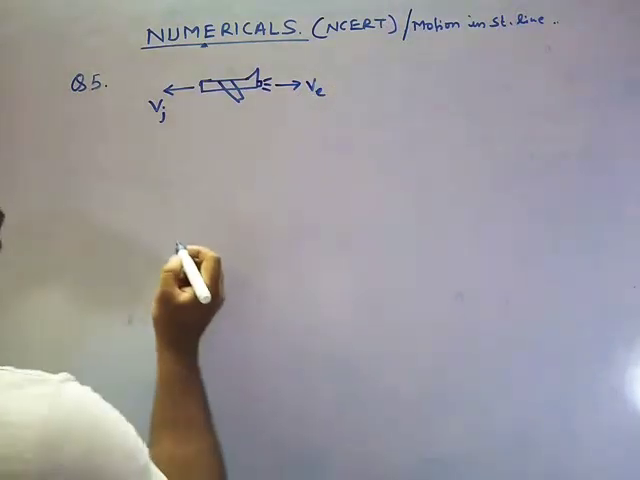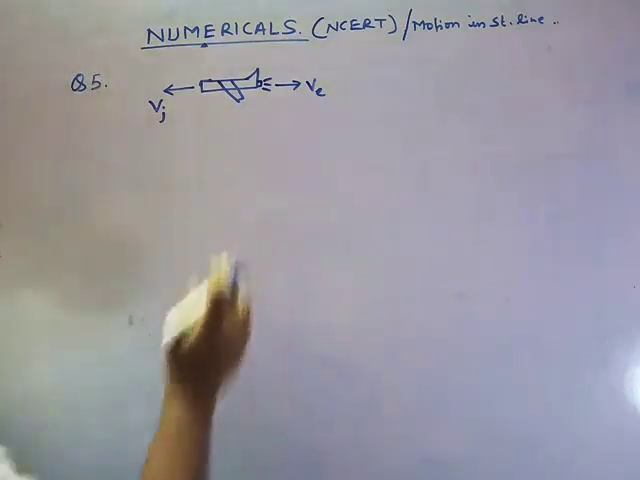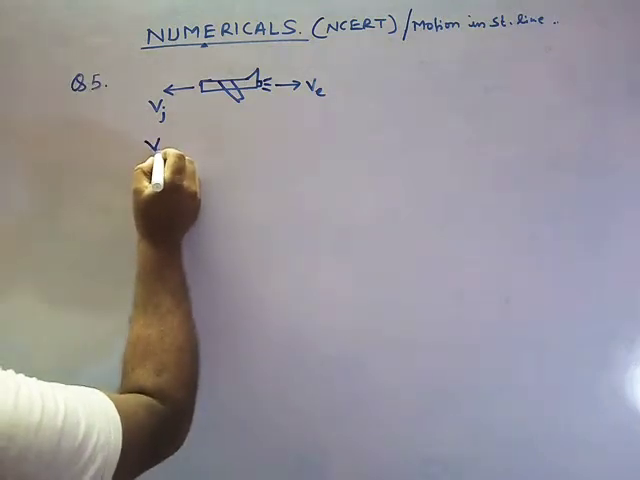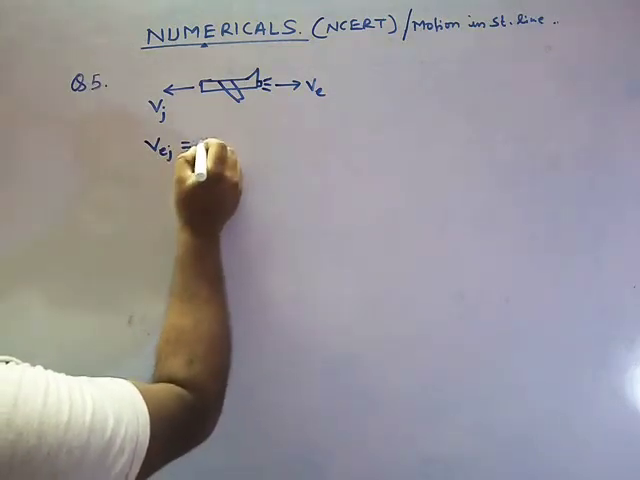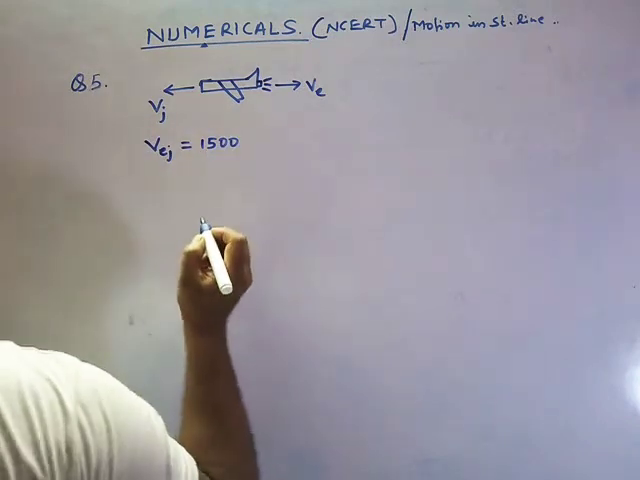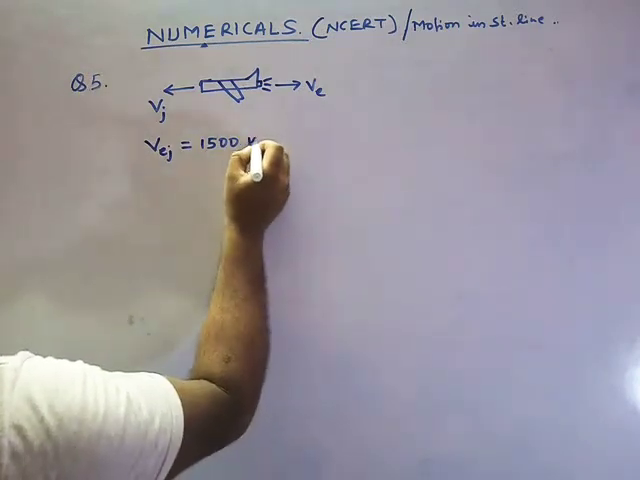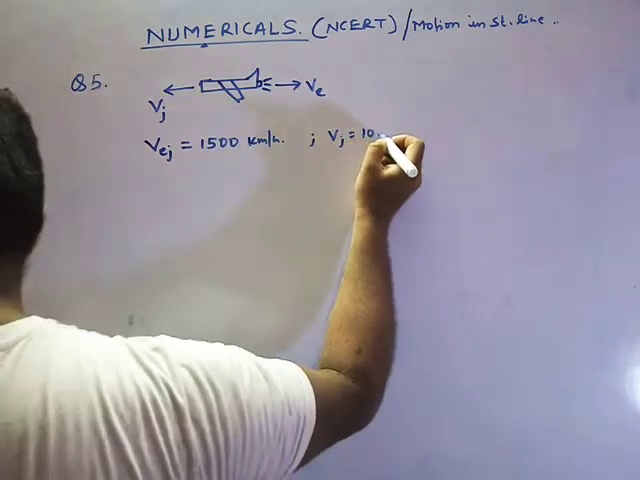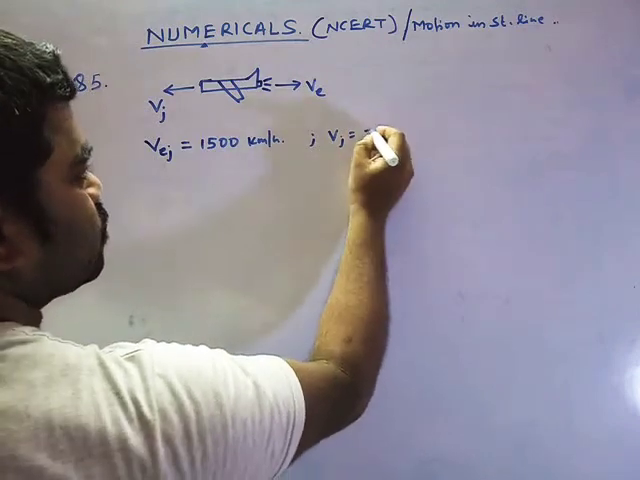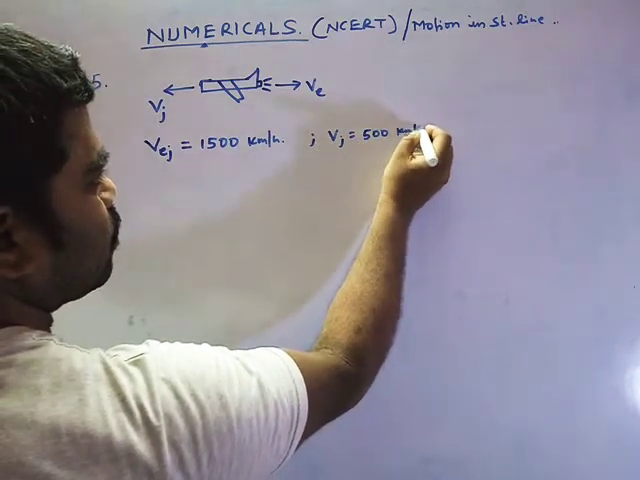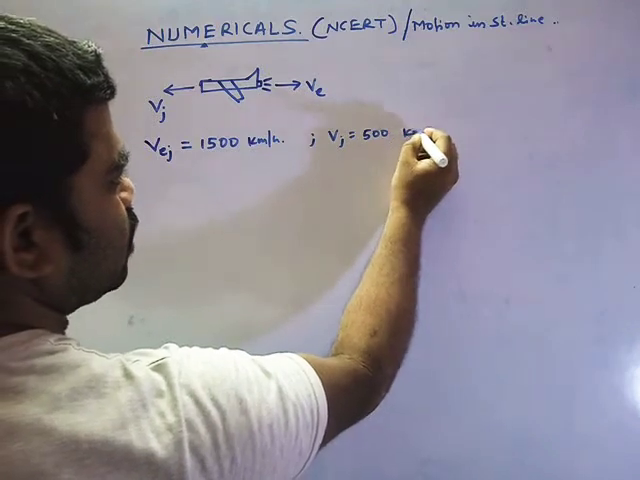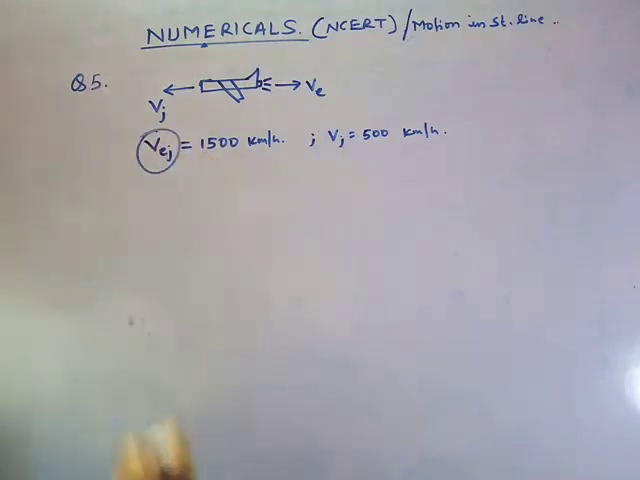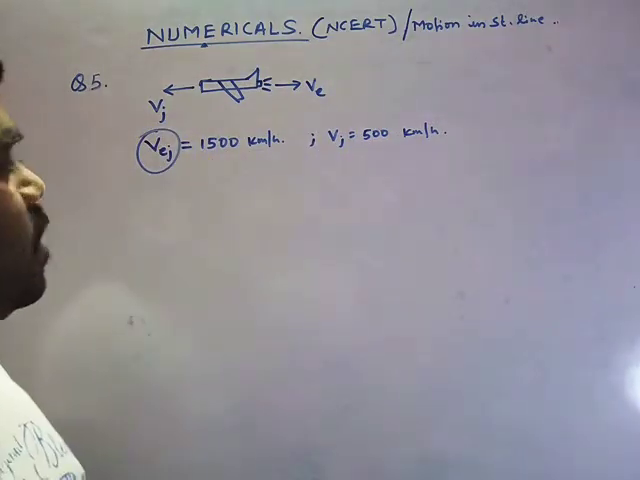Is it right? So if the two are in opposite directions, you know it's written there: the velocity of the ejection with respect to the jet is 1500, if I'm not mistaken, 1500 kilometer per hour, and the velocity of the jet is, sorry, 500 kilometer per hour. Both are given to you. And now what is your relative velocity? This is a relative velocity, already written with respect to the jet.